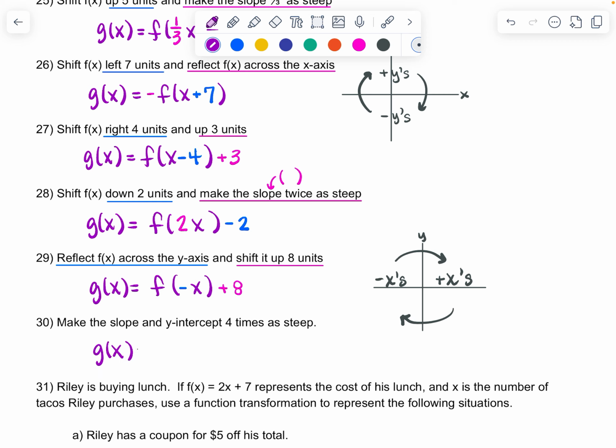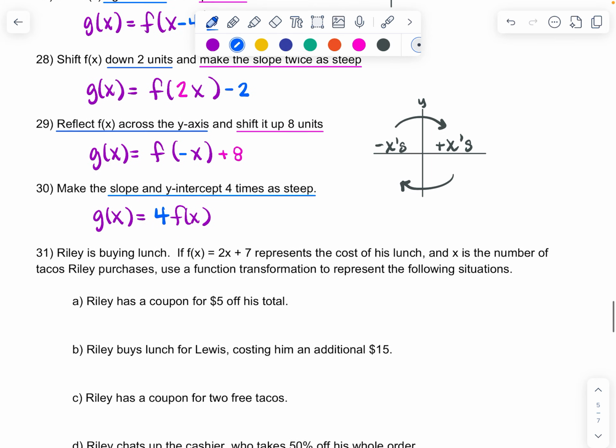All right, last one of these, g of x equals, I'm going to put my little f of x. This one says make the slope and y-intercept 4 times as steep. So remember, if you're affecting the slope and the y-intercept, then that multiplier is going to go in the front of the entire function because you're doing it to everybody. So we need the 4 multiplier to go in front of the entire function, not inside just with the x, because that would only make the slope 4 times as steep. And we want to quadruple everybody.